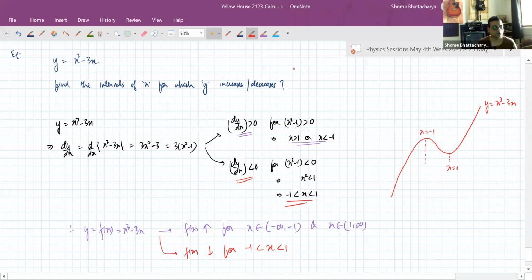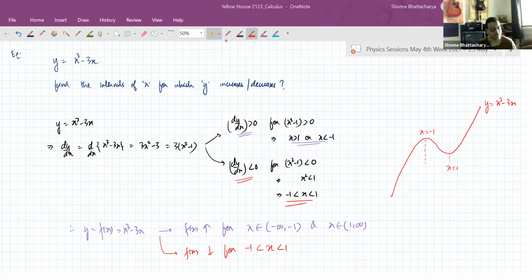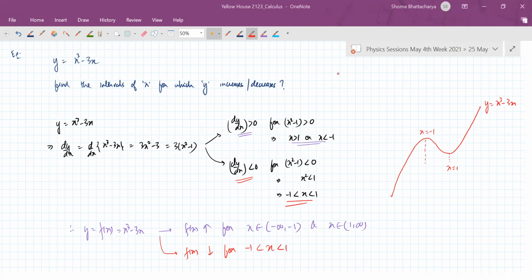Okay. So this is clear to all of you, or at least those of you who are there at the moment. Okay. Yes, sir. Sir, can you explain the first part again where x is greater than 1 and x is less than minus 1? Sorry, Kirti, come again. The first part. Where x is greater than 1 and x is less than 1.